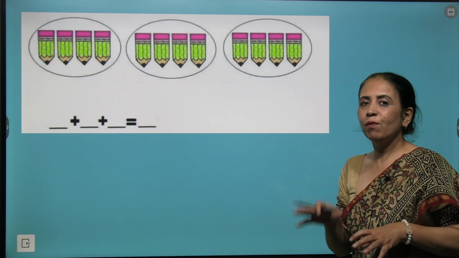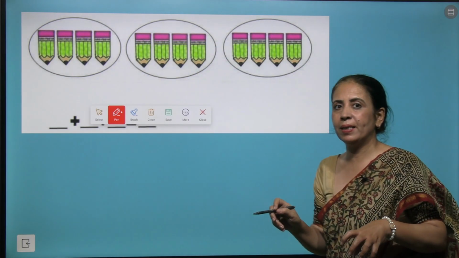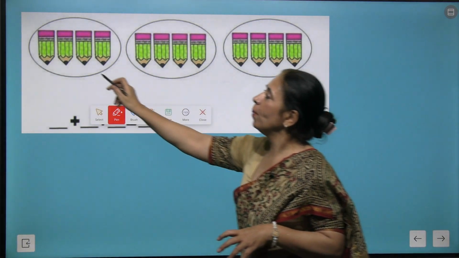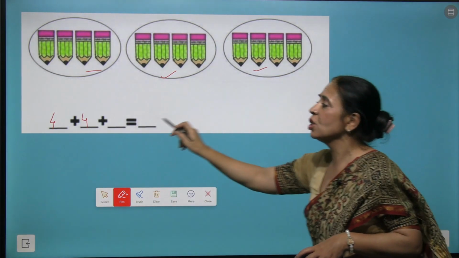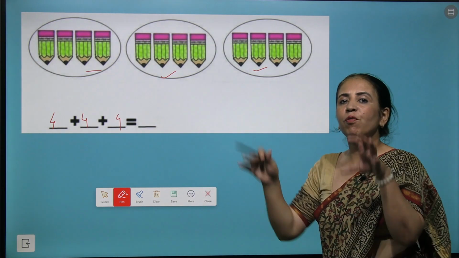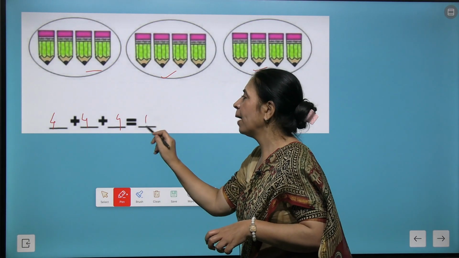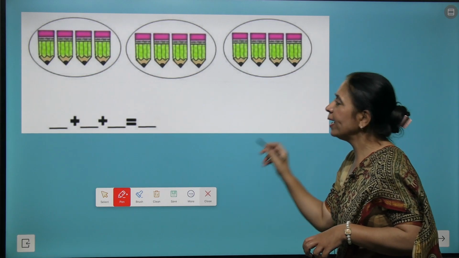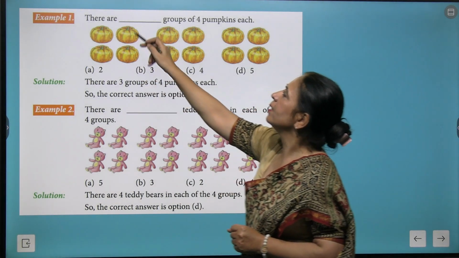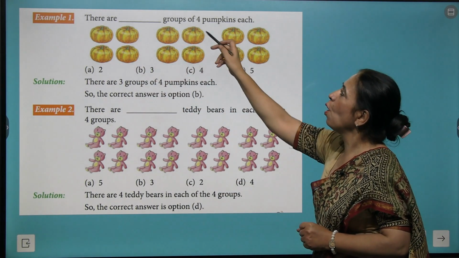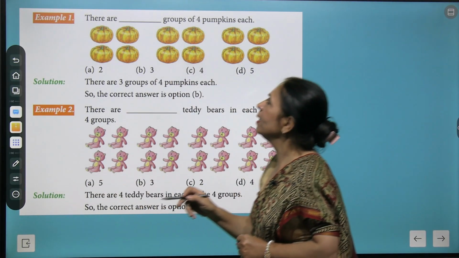Understood? Here we have 12 pencils and we have equally divided these 12 pencils into 3 groups. Do you observe that each group has 4 pencils? That clearly indicates that we are making 3 groups and each group has 4 pencils. That makes a total of 12, right? Now you come to this example. Here we could see that there are dash groups of 4 pumpkins each. So how many pumpkins do we have here in total?